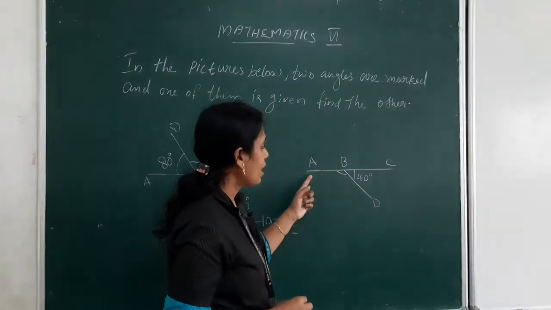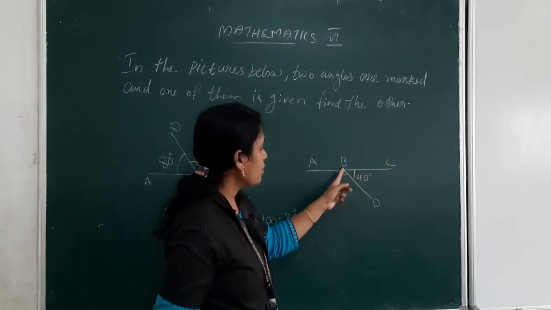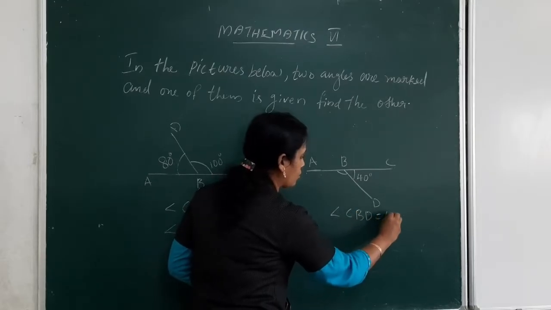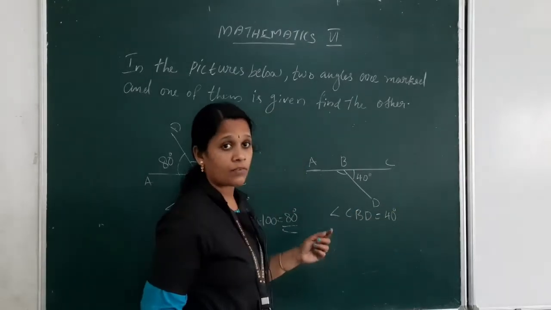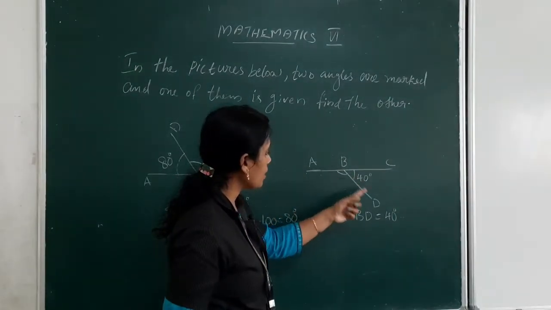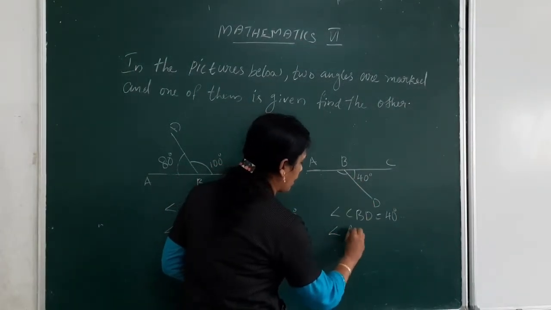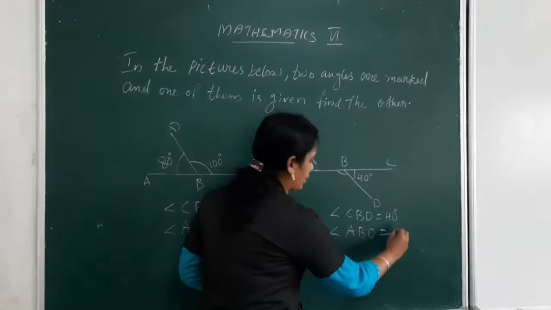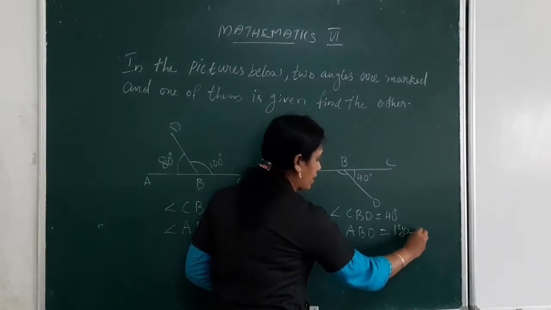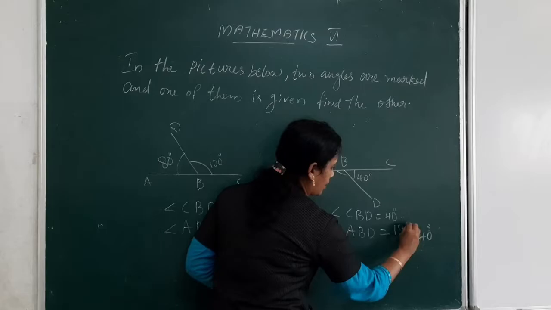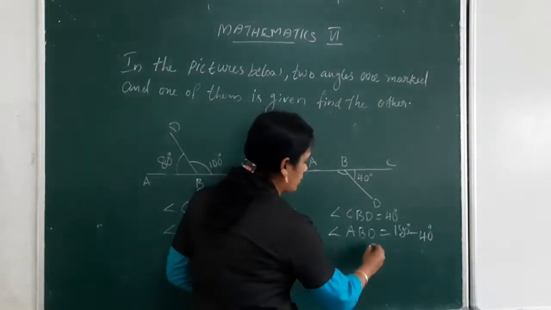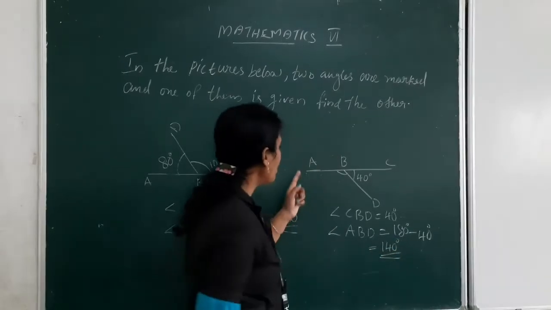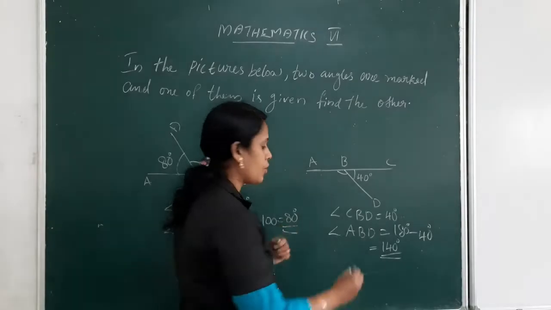Okay. Next one, angle CBD is equal to 40 degree. Here we have to find out angle ABD. So total 180 degree. So 180 minus 40 degree. 180 degree minus 40 degree is equal to 140 degree. So angle ABD is equal to 140 degree.